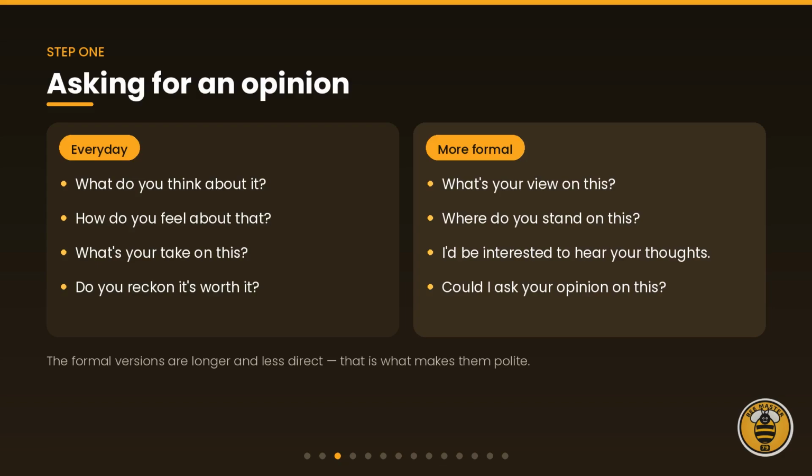In a more formal setting, try, what's your view on this? Where do you stand on this? I'd be interested to hear your thoughts. Or could I ask your opinion on this? Notice that the formal versions are longer and less direct. That is exactly what makes them polite.